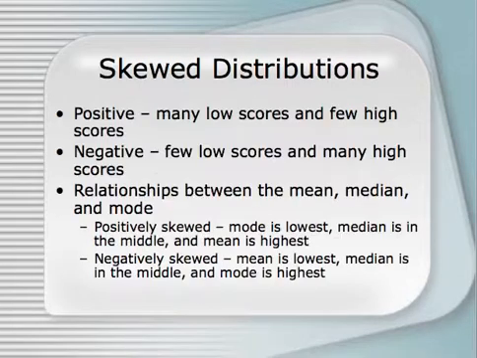However, you could have skewed distributions as well. A positive skewed distribution is where you have a lot of low scores and very few high scores. A negative skewed distribution is where you have very few low scores and many high scores. Now, in a positively skewed distribution, the mode is the lowest, the median is in the middle, and the mean is the highest. Whereas in a negative skewed distribution, the mean is the lowest, the median is in the middle, and the mode is the highest.